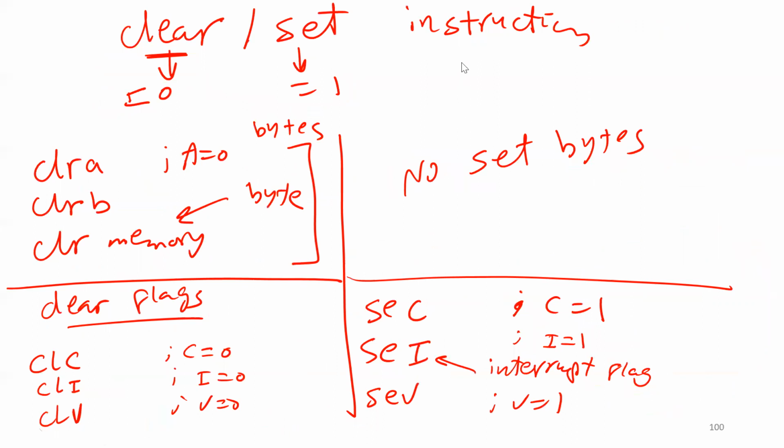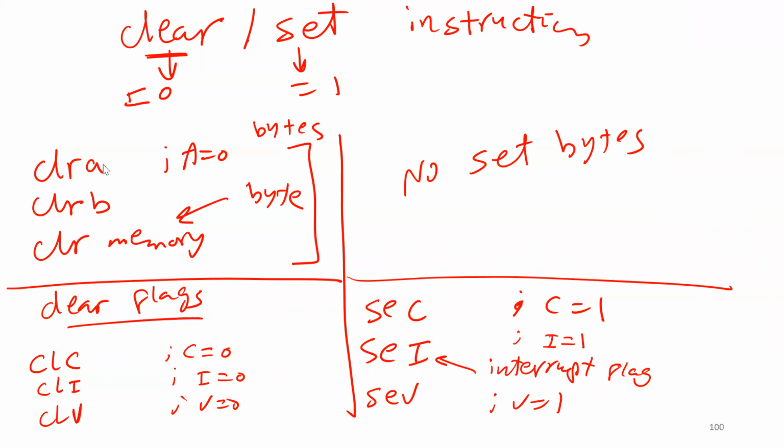Okay. Now the next instructions I want to teach are the set and clear instructions. What these instructions are doing, you can tell from the English names. Clear means you put 0. Set means you put 1. Okay.